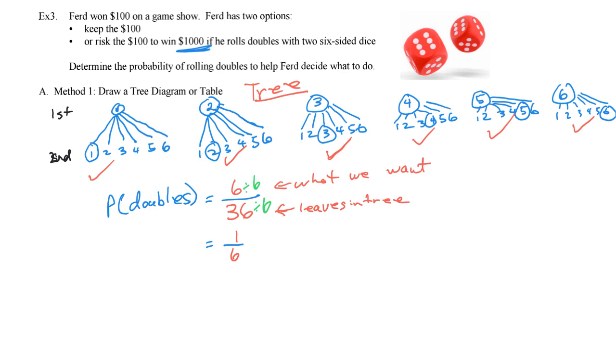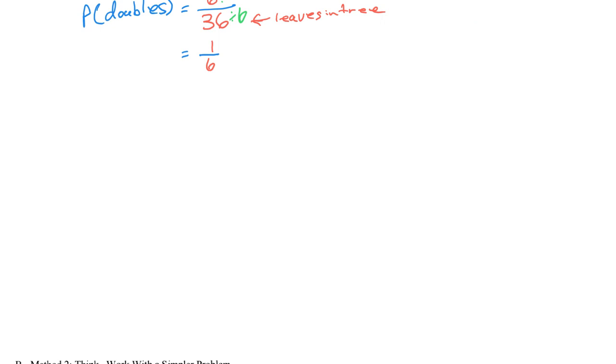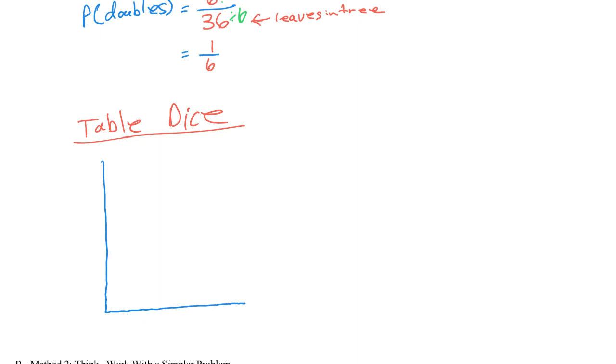Now, what do you think a table would look like? Let me help you with that. So this is what a table for dice would look like. So just humor me here. What you're going to do is draw something that looks like this, right? And then you're going to put the numbers 1, 2, 3, 4, 5, and 6 along the bottom. This represents the first die.